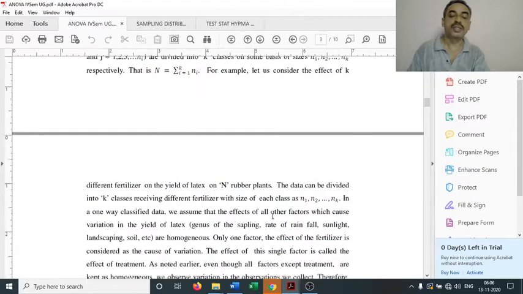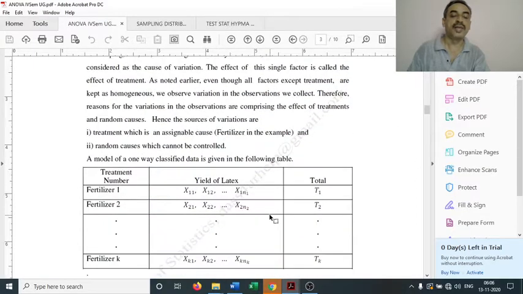So if you list the observations in a table, it will be like this. If fertilizer 1 is applied to n1 rubber plants, and the readings are X11, X12, etc., X1n1, the total is T1. X21, X22, etc., X2n2 are the observations from the units receiving fertilizer 2, and its total is T2.